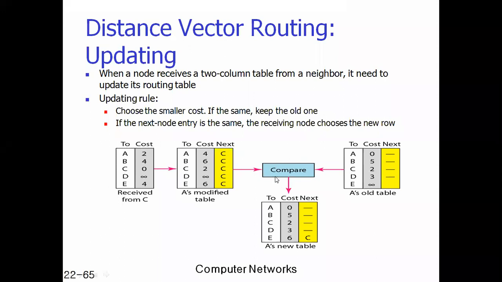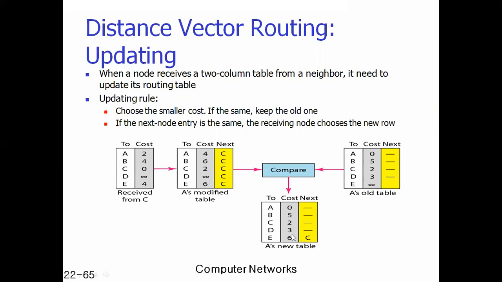So what it will do is compare 4 and 0. According to the rule, choose the smaller cost, so 0 will be chosen, right? Similarly, 6 and 5, so 5 is chosen. 2 and 2. So next rule: if the next node entry is the same, the receiving node chooses the new row. So if the same, that time it will choose the new row, right? So simply put the same value and consider the next row.